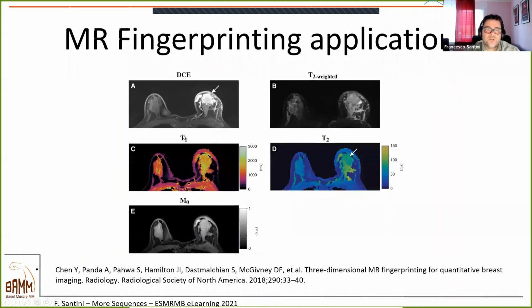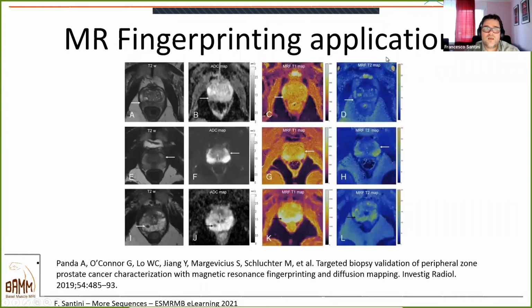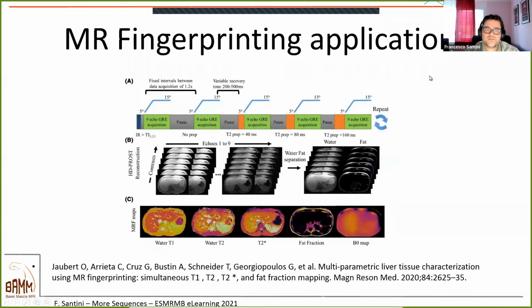This is an example in the breast. Again, you get a T1 weighted T1 map and a T2 map. Here is an example in the prostate. So this concept you can basically apply it to every district of the body. Again, here it's a T1 map, T2 map, and they're compared with diffusion weighted maps.